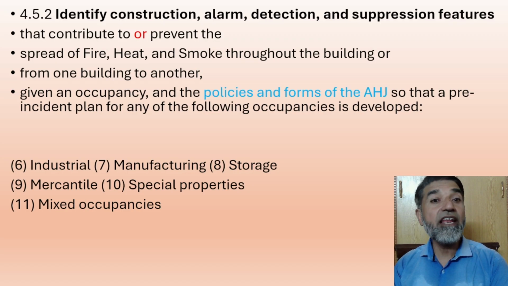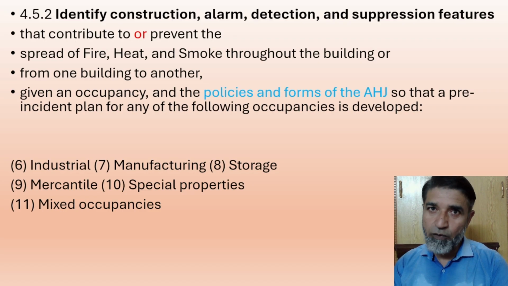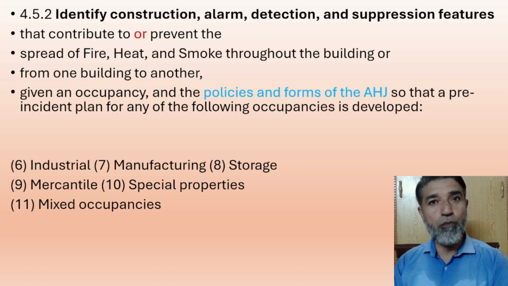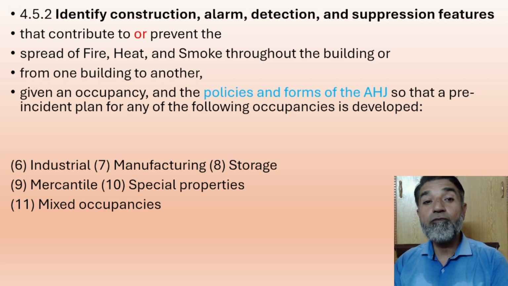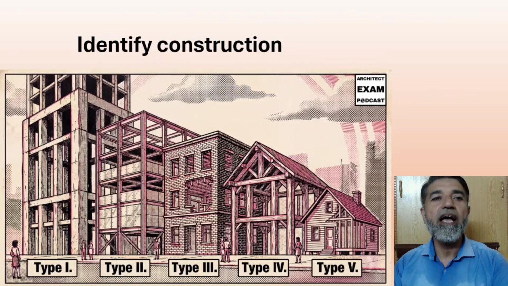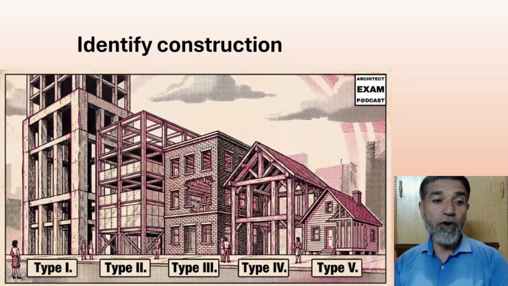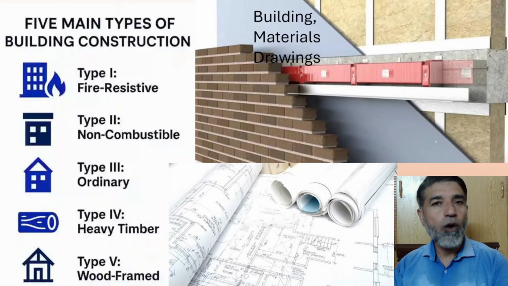Given an occupancy and the policies and the forms of the AHJ, not the Fire Officer Level 1's own, already established, approved and already in practice, the pre-incident plan for any of the following occupancies is developed. And identify construction means which type of construction is there: type 1, type 2, type 3, type 4 and type 5. Yes, a fire officer must have this knowledge, because he has to extinguish the fire, he has to enter while the buildings are burning, and know which type of material is there and what its behavior is.